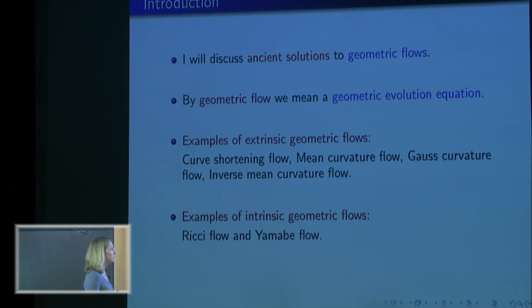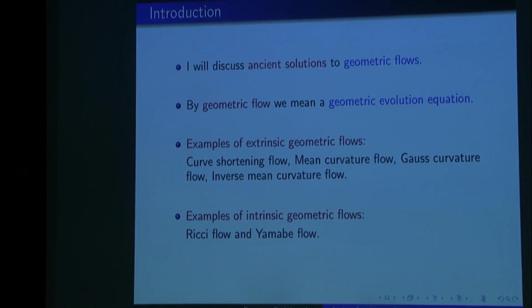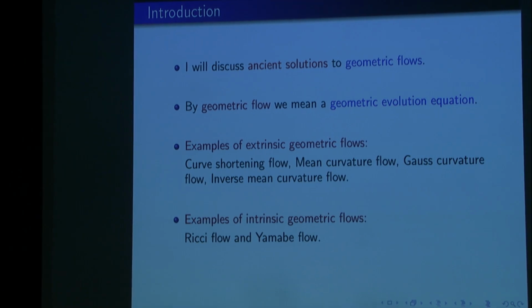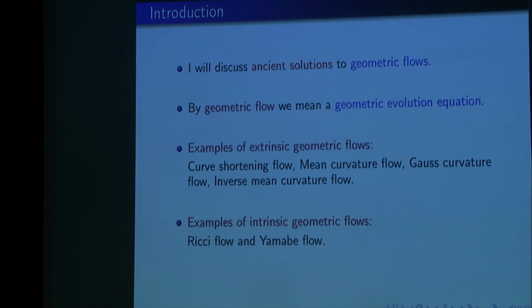Some other examples: the mean curvature flow, which is the higher-dimensional analog of the curve shortening flow. This is the evolution of a hypersurface by its mean curvature, which is the sum of the principal curvatures. This is only for the students that have done some geometry. Then there is the Gauss curvature flow, a beautiful flow, a fully nonlinear equation, which is the evolution of a hypersurface by its Gaussian curvature, and other flows. These are extrinsic, so these are geometric flows on hypersurfaces. You evolve a hypersurface by some sort of curvature.